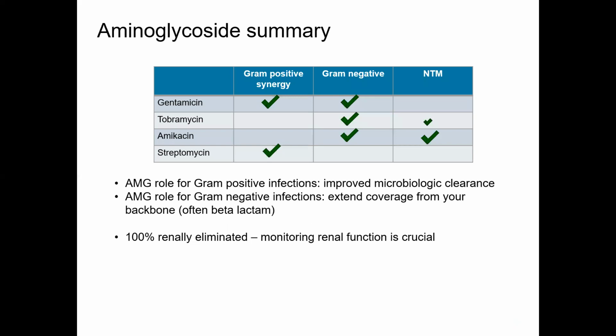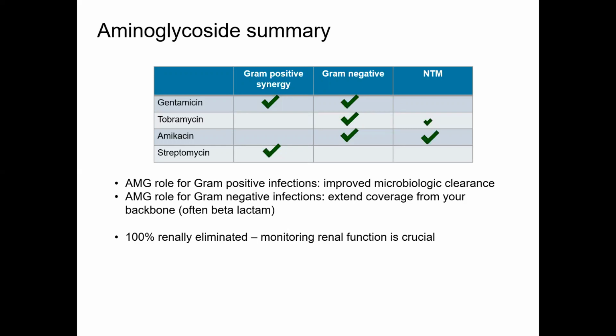So aminoglycosides are great drugs. They cover primarily gram-negative pathogens, but we do use them in gram-positive situations for synergy. And gentamicin is the only agent at MGH formulary that can be used for synergy, because the others are inactivated by the gram-positive organisms. Streptomycin can also be used, but it's not one that we routinely use here at MGH.